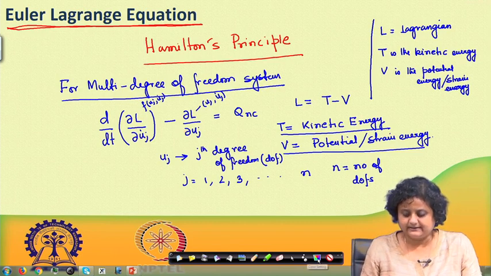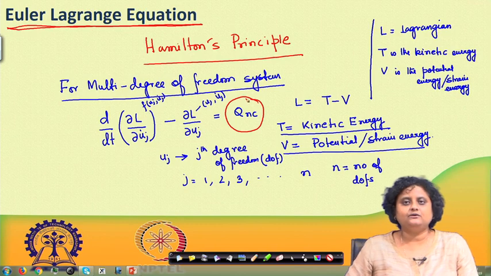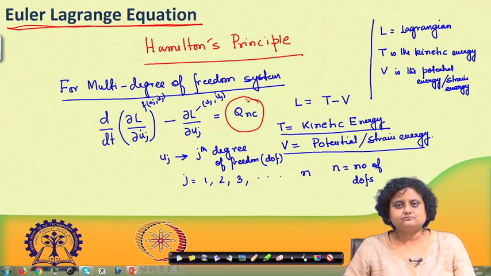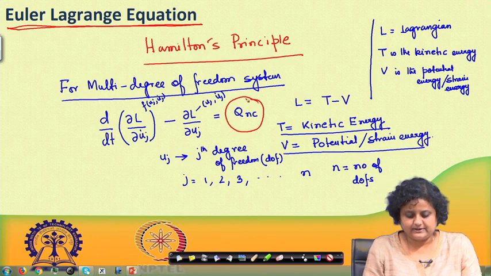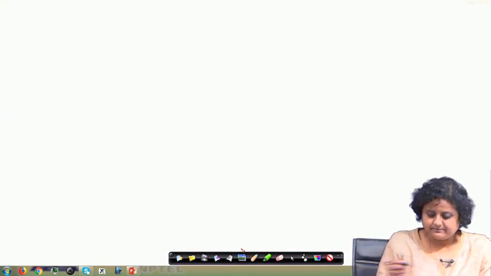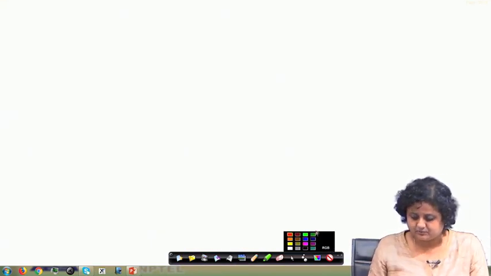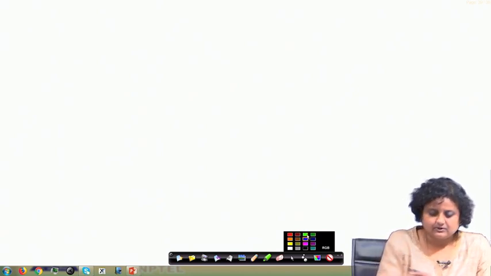What is the right hand side? What is meant by Q and C? That is of course a question. Q and C are the non-conservative forces. Let me clear this and write it again. So, let me first write down the equation of motion, the Euler Lagrange equation, once.